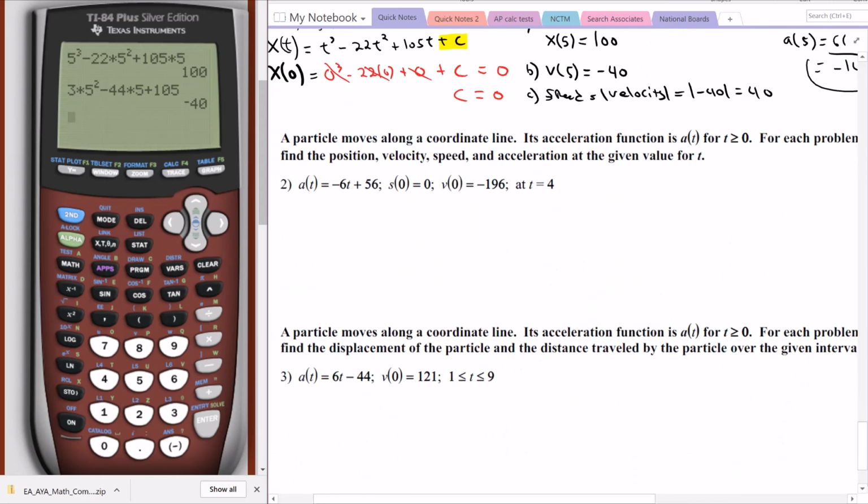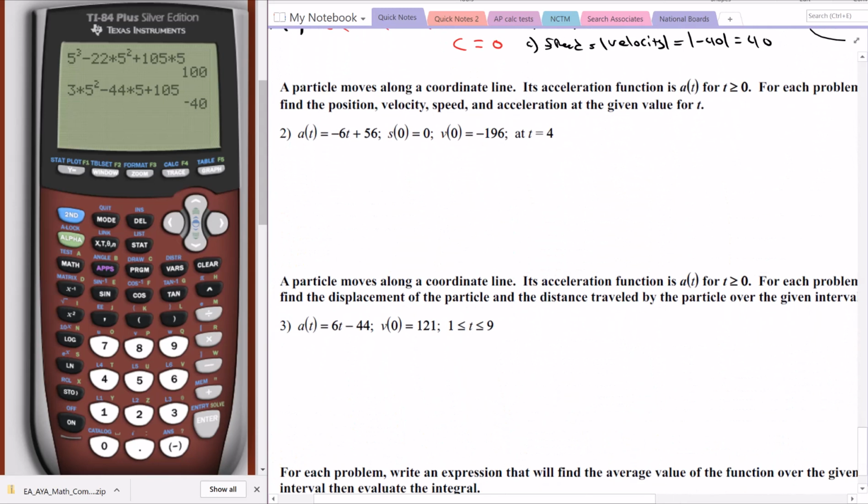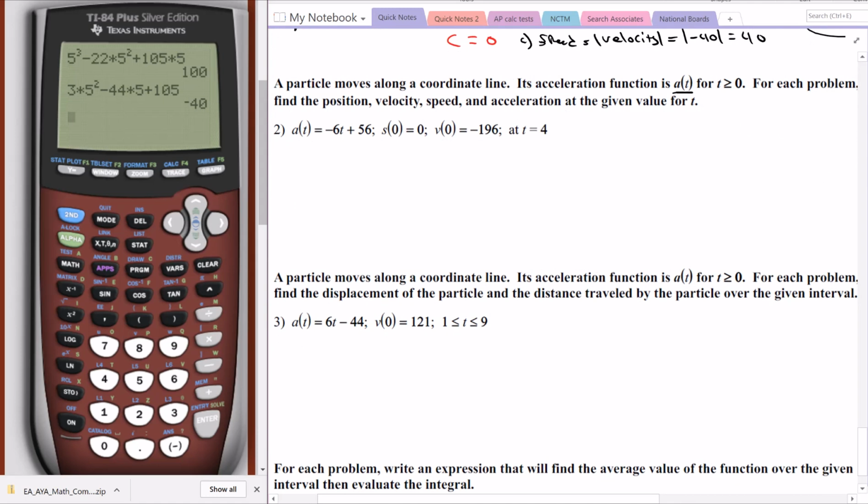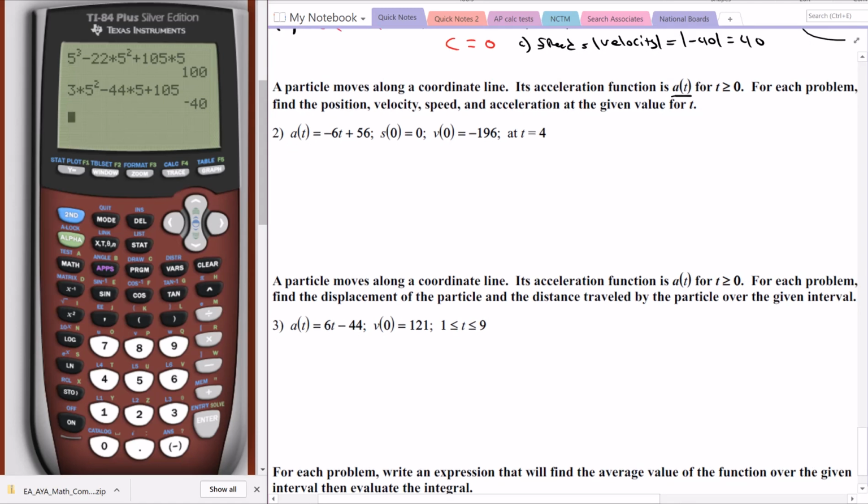Next one. The particle moves along a coordinate line. Again, we're talking about motion. It's acceleration. We're given the acceleration. For each problem, find the position, velocity, speed, and acceleration at the given value for t.